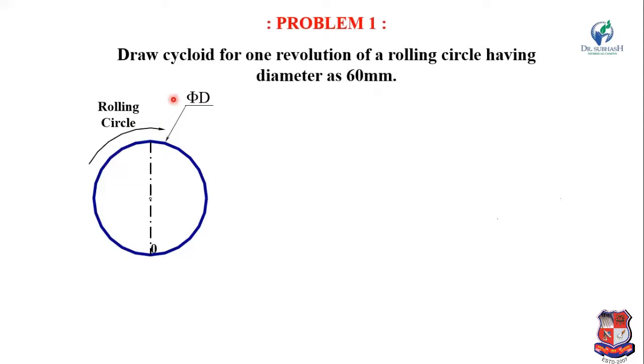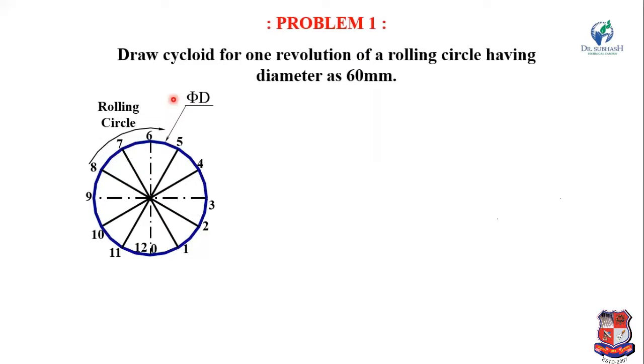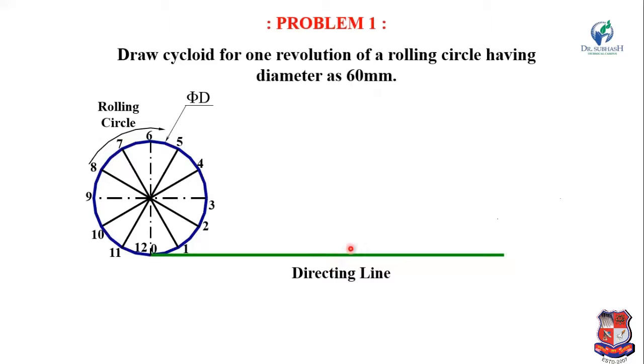Now divide this circle into 12 equal divisions: 1, 2, 3, 4, 5, 6, 7, 8, 9, 10, 11 and 12. Now we have to draw a directing line. And what will be the length of this directing line? The length of this directing line is equal to pi d. So in our case, you have to multiply 60 with pi, and you will get the total length. Or we can say 2 pi r. So the length of the directing line is 2 pi r or pi d.